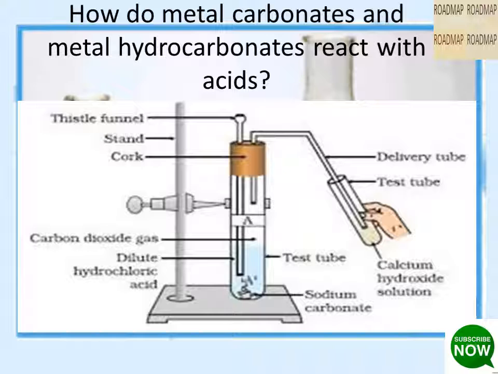Pass the gas produced in each case through lime water, as you can see in the figure, and record your observations. Now, passing the carbon dioxide gas evolved through the lime water, the lime water gives a white precipitate, and on passing excess carbon dioxide it dissolves. Limestone, chalk and marble are different forms of calcium carbonate. Metal carbonates and hydrogen carbonates react with acids to give the corresponding salt, carbon dioxide and water.